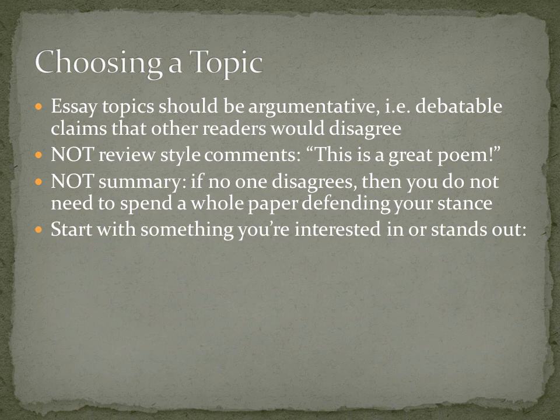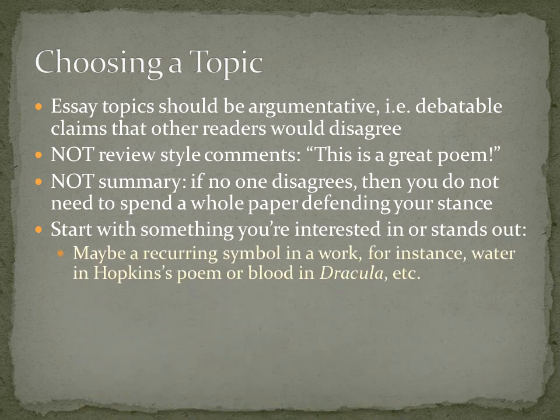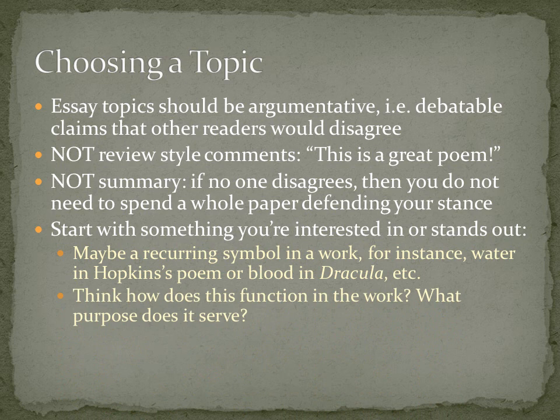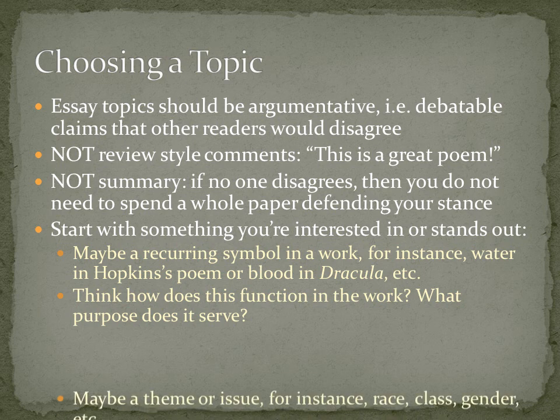So start with something you're interested in, and or it stands out to you. Maybe a recurring symbol in a work, like the water in Hopkins's poem, or blood in Dracula, or it could be a recurring theme or motif, something that stands out that you latch onto and fixate on and find interesting. Start to think about why this is interesting. How does it function in the work? What purpose does it serve? Why did it stand out to me? How and why is the author using it? Once you answer those questions, you can kind of formulate an opinion about the thing you're interested in, and thus an opinion, obviously that's closer to an argument, so we're heading along the right track here.